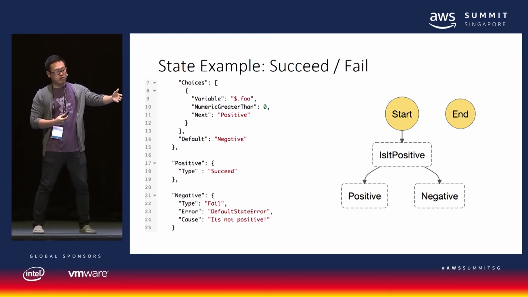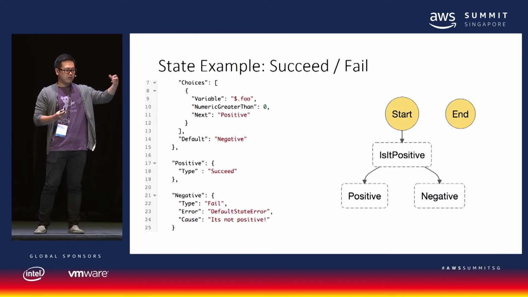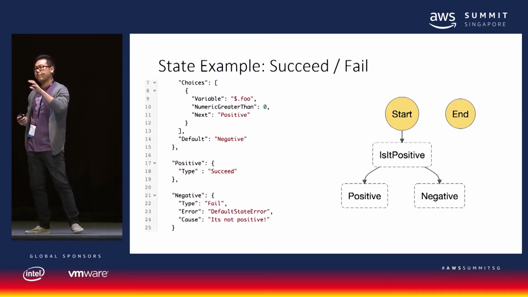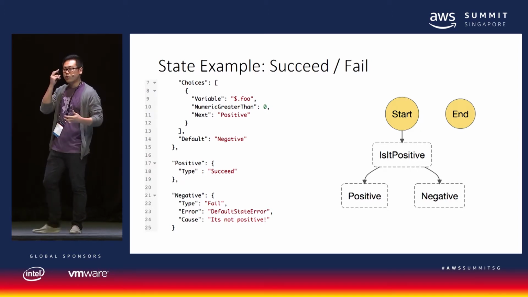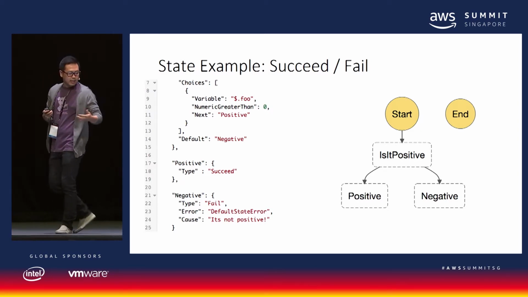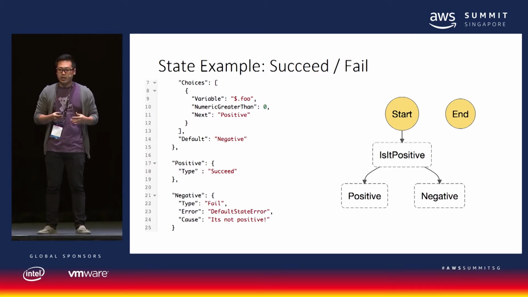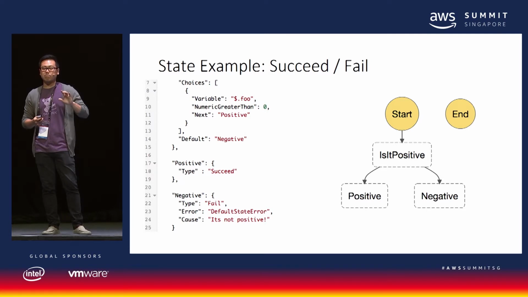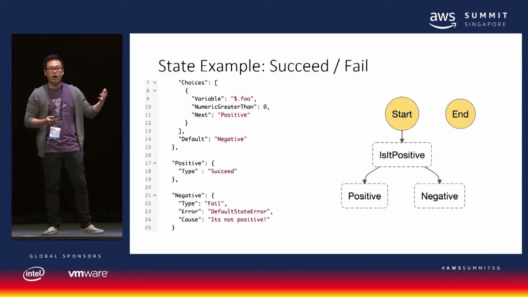So you can see that's what we're doing here. We have IsPositive, is it positive? And if it's positive, we're going to move to succeed. Cool. If it's negative, we're going to go to type Fail, and then you can add some more language there. So you can add error language, you can add in a cause right here. And these also show up under states as CloudWatch metrics, so you can go ahead and graph those as well.